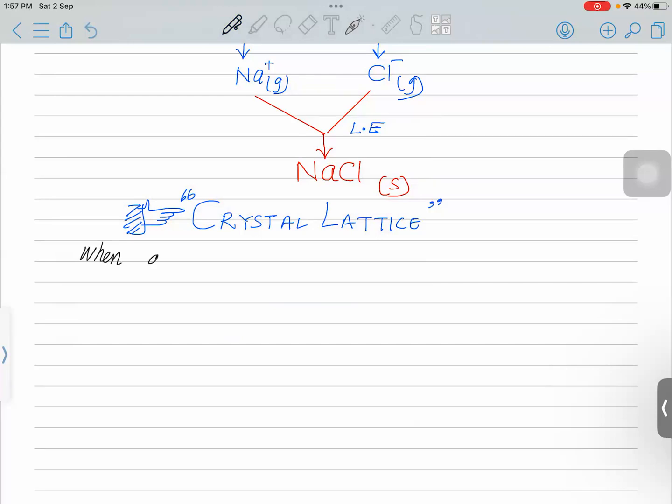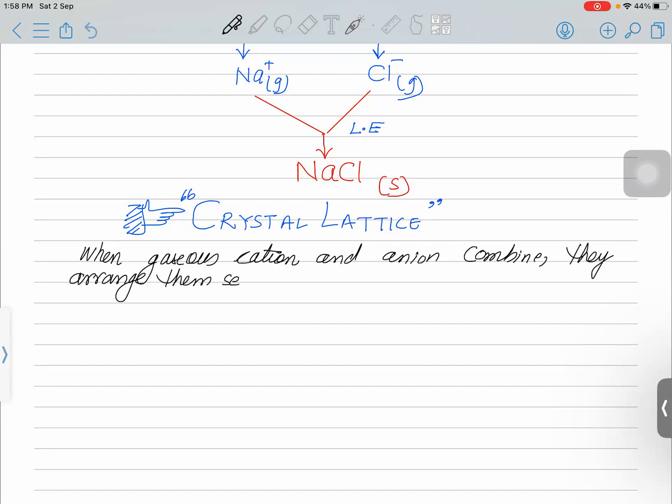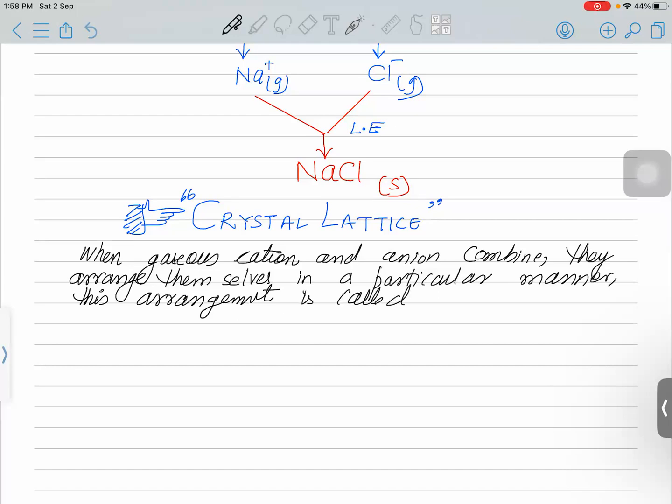When gaseous cation and anion combine, they arrange themselves in a particular manner. This arrangement is called crystal lattice.